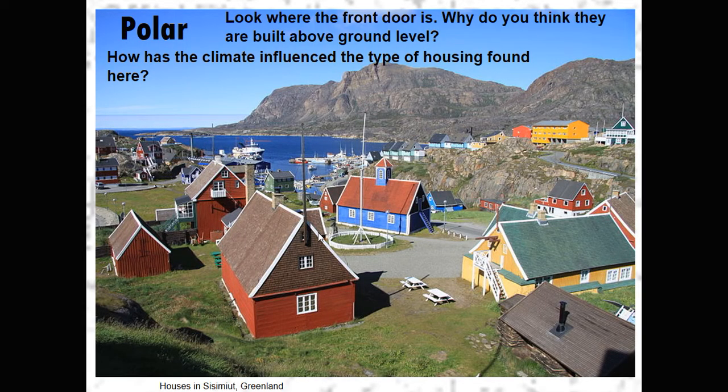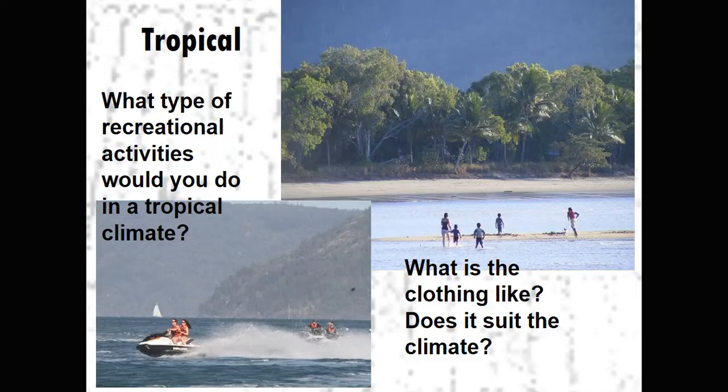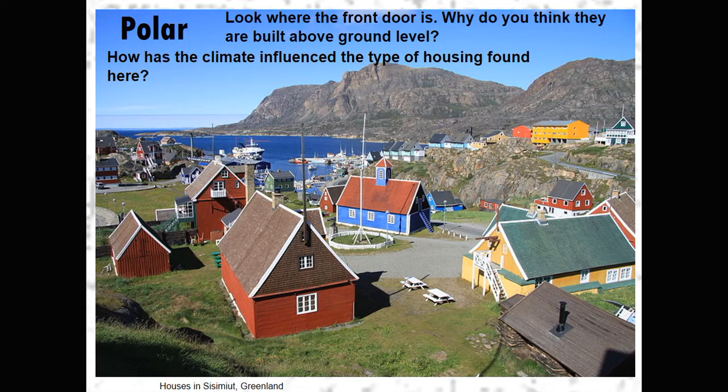In our polar environment, would the people in this picture suit living in the polar environment here? Now, clearly this polar picture does not have snow at the moment. It's still a polar region, it's still cold. But if we have a look at where the front door is, this is the front door here. Can't see any other ones, but just look where these front doors are. So why are they above the ground level?